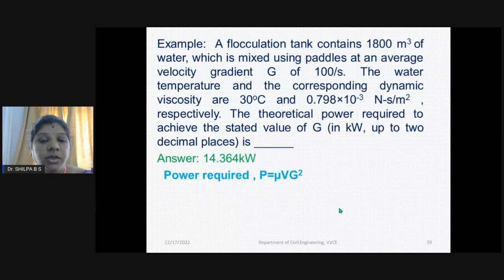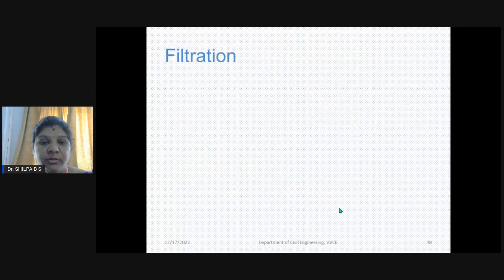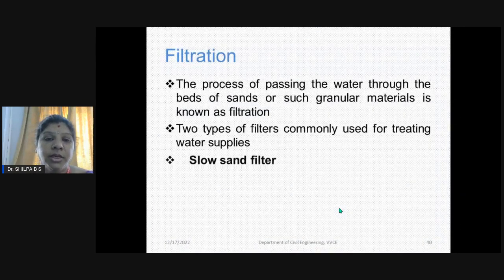So here power required we can calculate using the relation. All values are given, we need to substitute them. We will get the value as 14.36 kilowatts. So coming to the next treatment process, that is filtration.